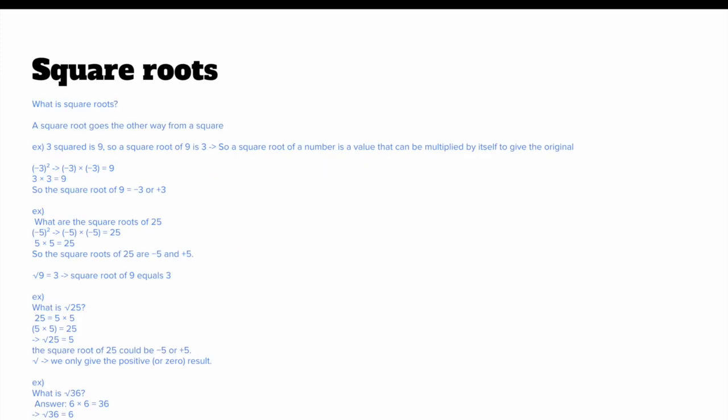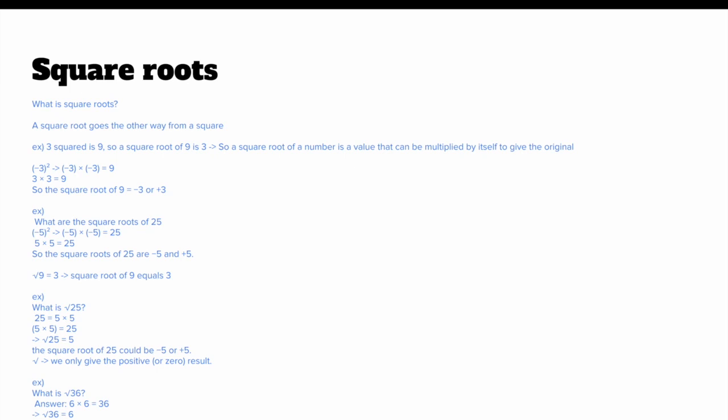Now let's move on to square roots. A square root goes the other way from a square. 3 squared is 9, so the square root of 9 is 3. So a square root of a number is a value that can be multiplied by itself to give the original number. The square root of 9 is 3 because when 3 is multiplied by itself, we get 9.